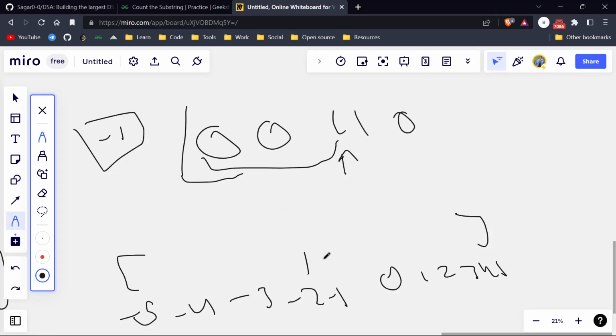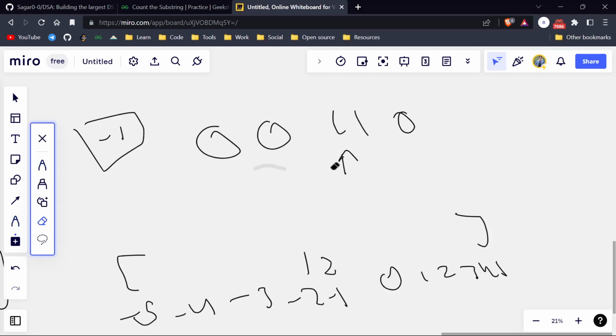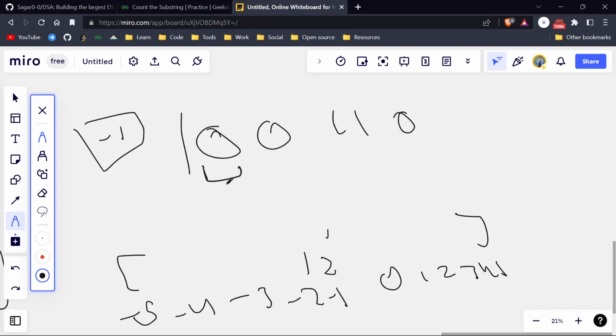Let me make it clear. -1 means there are two substrings present in our string that start from this point and have one extra 0. This is one string which has one extra 0, and this is another string which has one extra 0. So there are two strings, and -2 represents there is one string starting from this point which has two extra zeros. So it is this. I hope now you understand what we are storing in our DP.